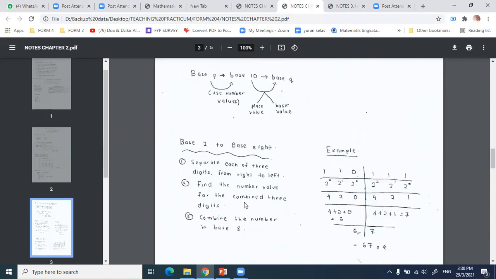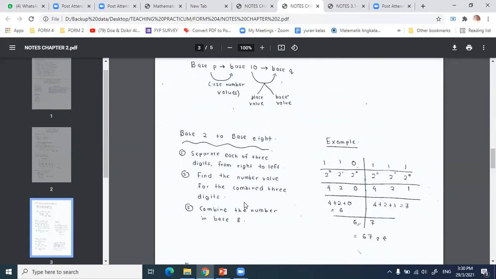Okay. And then next, we learn how to convert base 2 to base 8. First, we separate each of the 3 digits from right to left. For example, we have 110 111. From right to left, we separate, which is 111, 110, into two parts. And then since this is base 2, we know that the place value is in 2. So we do 2 to the power of 0, 2 to the power of 1, 2 to the power of 2 as usual.